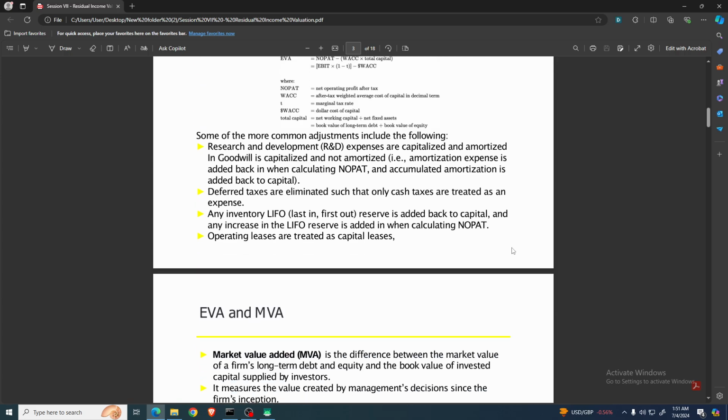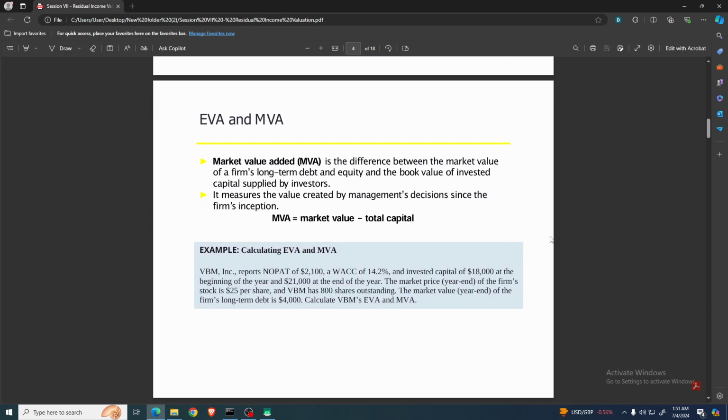So then we have the market value added. So what would be the difference? Market value added is a measure of the value created by a company for its shareholders since its inception. Here's the keyword, since its inception. So it would compare the market value of a company's debt and equity to the book value of its invested capital. Again, the keyword being book value of its invested capital.